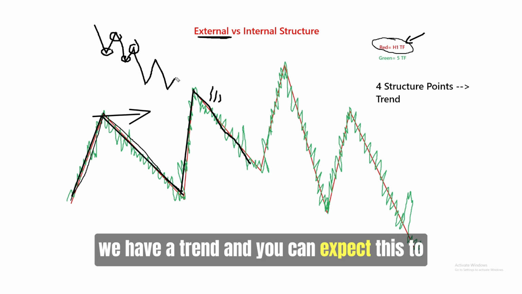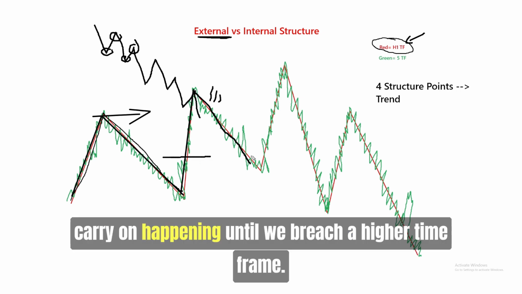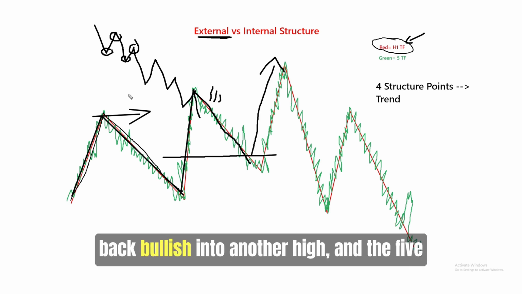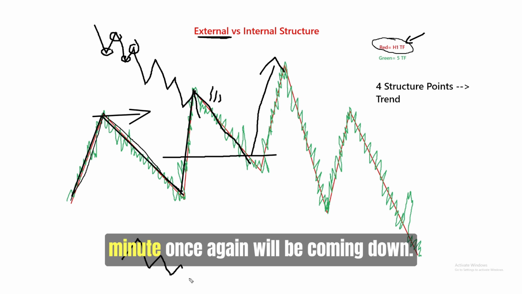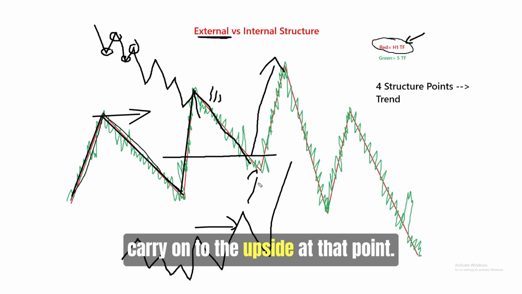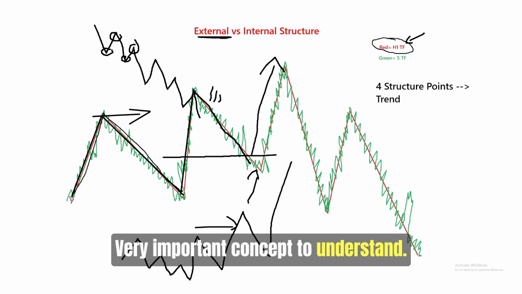And you can expect this to carry on happening until we reach a higher time frame POI that's then going to shift the market back bullish into another high. And the 5-minute, once again, will be coming down. It then will start shifting, and we're going to carry on to the upside at that point. Very, very important concept to understand.